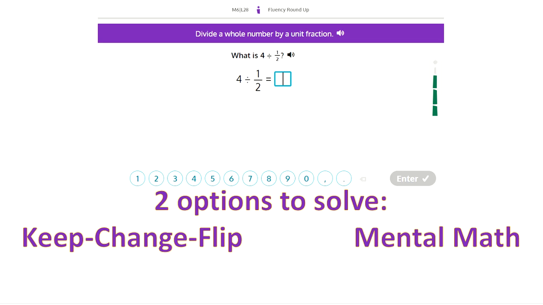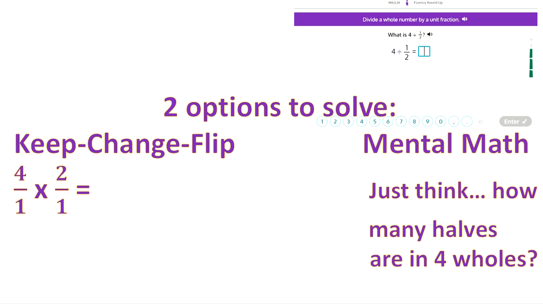Next, we're given an opportunity to practice dividing a whole number by a unit fraction. Remember, we have two ways that we can solve this easily. We can rely on the old keep, change, flip, or we can use mental math. To practice keep, change, flip, you're going to first think of that whole number as a fraction. So 4/1. The division symbol changes to a multiplication symbol, and you flip the second fraction. So 1/2 now becomes 2/1.